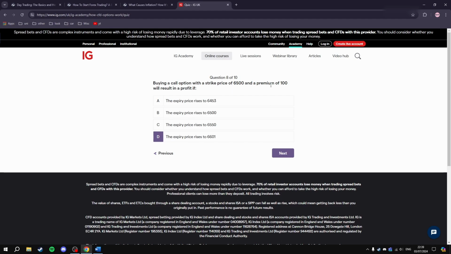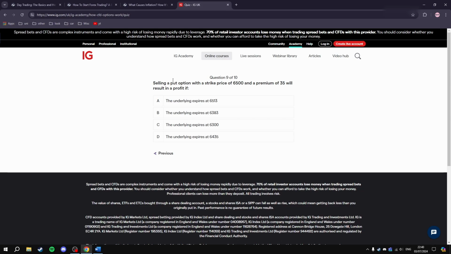Because you're taking into account the premium. No wait, buying a call option, so you're hoping it will rise. Yeah. Selling a put option with a strike price of 6,500 and premium 35 will result in a profit if... a put option. So you're hoping the put option hopes the underlying asset goes down, so you're selling it. So you're selling a put option.